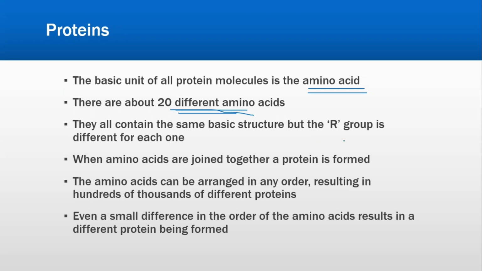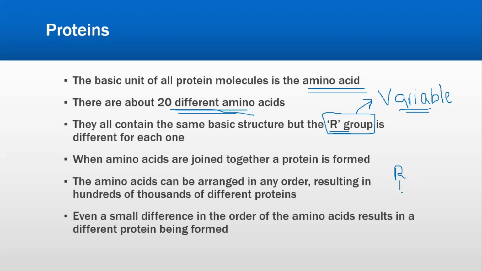Now they all contain the same basic structure, but the R group is different for each one. R group क्या होता है? R group is also known as a variable group. What do we call it? We call it a variable group. Variable क्या होता है? Which changes. R group हम कहते हैं variable को. Now for example, a basic structure of all amino acid is इस तरह का होता है वो.